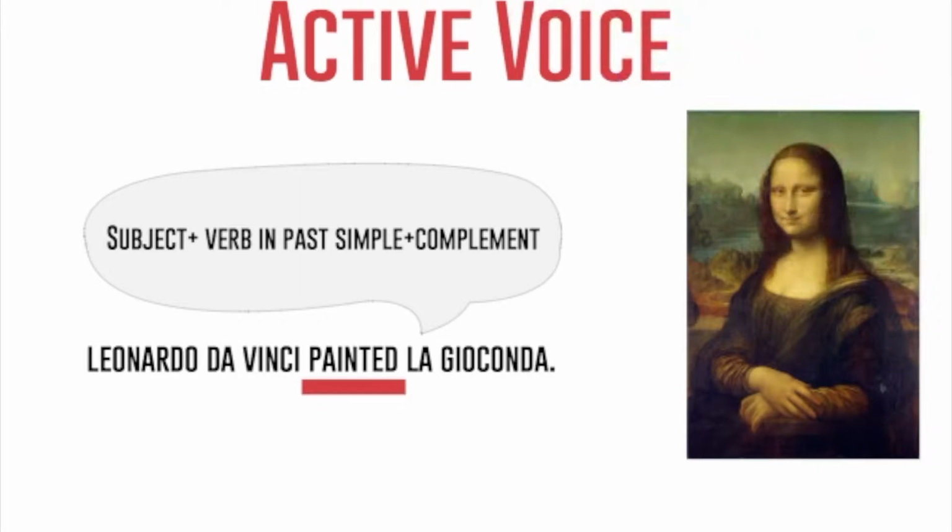We have here an active voice sentence. Leonardo da Vinci painted La Gioconda. As you can see, the structure is subject, verb in past simple, and complement. Here we have the main verb, that is painted. Here, we make emphasis on the person who performed this action. In this case, Leonardo da Vinci. So let's change this one into the passive voice structure.